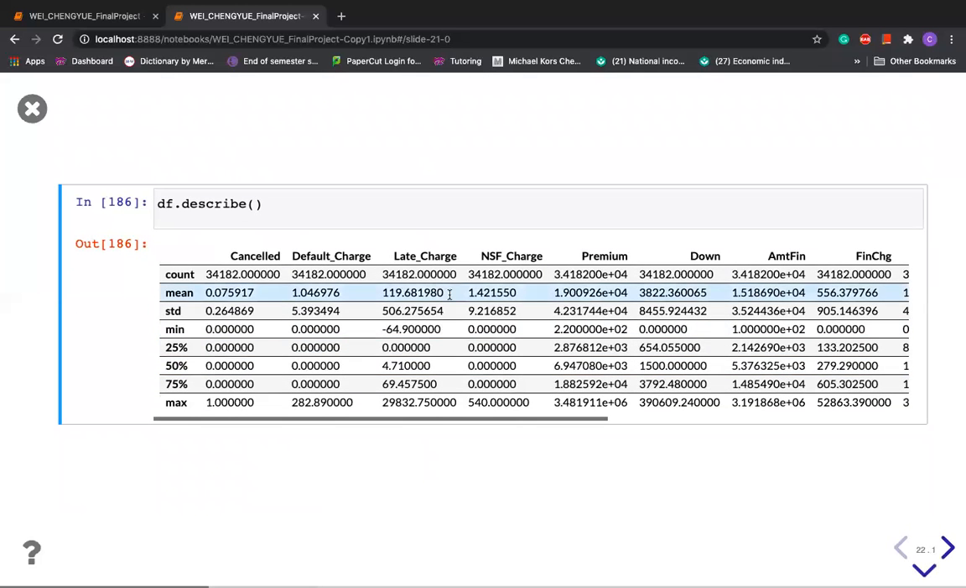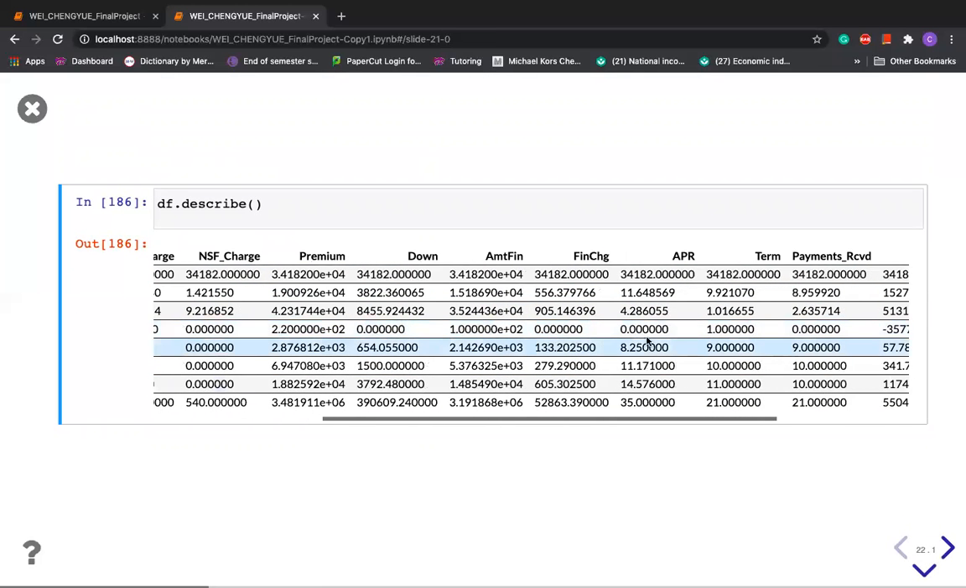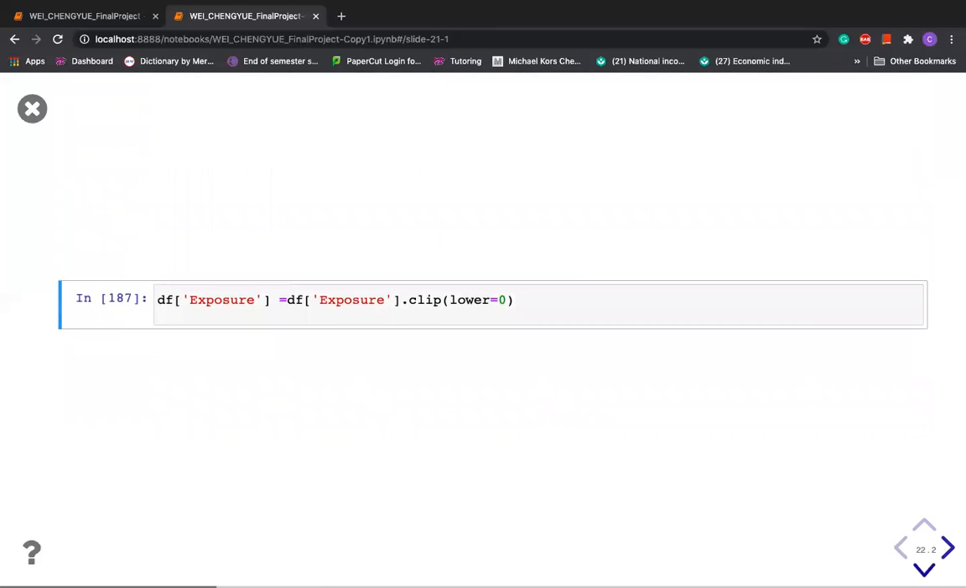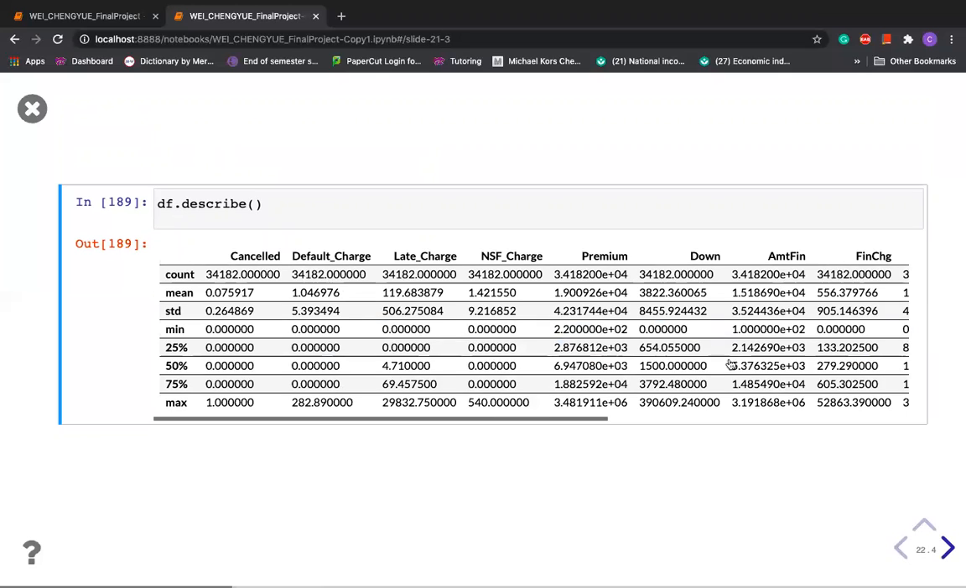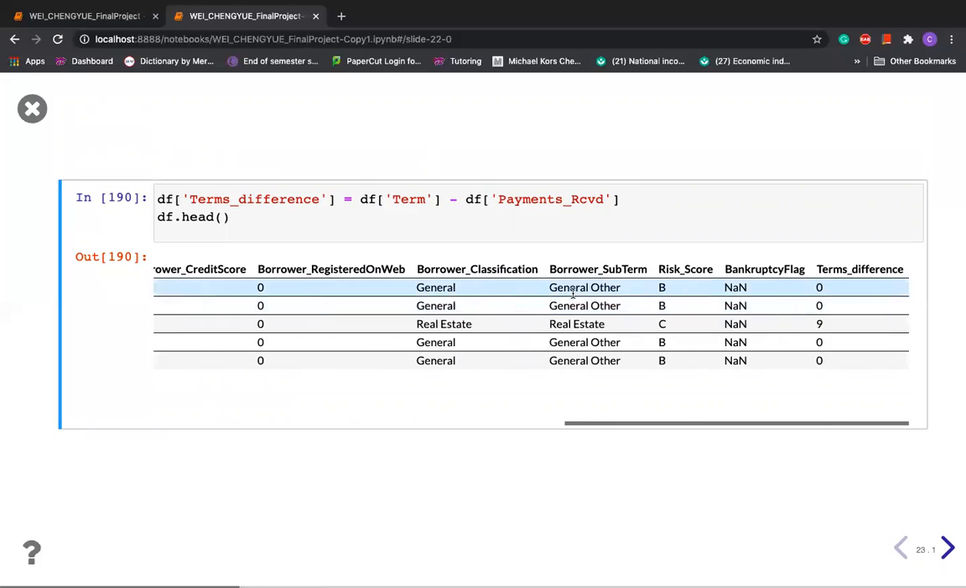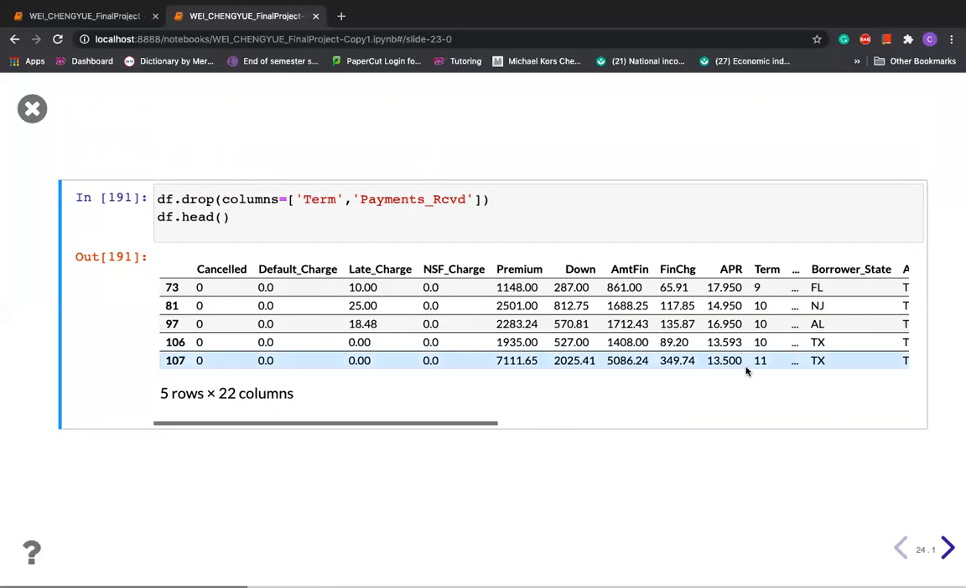And we can tell from here that the late charge and also the exposure come with negative values. They shouldn't be negative numbers, so we are going to transform the negative numbers into 0. So now the data set looks way better. In the next part, we're going to handle some of the columns. I created a new column called terms difference, which is the duration between the terms column and the payment received. We're trying to find out if some customers not paying on time will impact their decision or not.